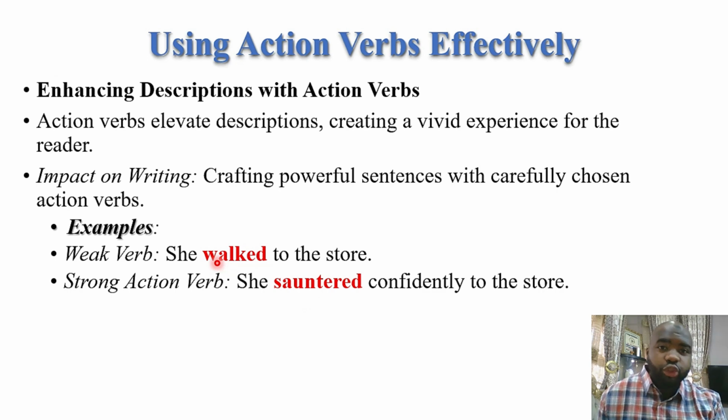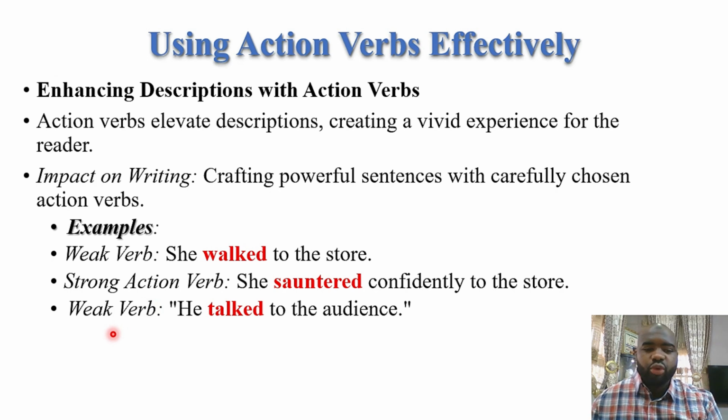She walked to the store. So you see, that's why I decided to put this as weak verb. Not necessarily it being weak, but rather, less strong verb, less advanced. All right. And this is the more advanced verb to use. For instance, she sauntered confidently to the store, meaning she walked slowly.